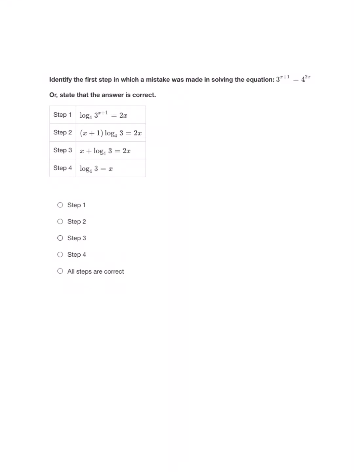We said log base 4 of this other side equals this exponent. If we look at a simpler case, 25 equals 5 to the second. Well, I could rewrite that as log base 5 of 25 equals 2. That's all we've done in step 1. Now in step 2, I use that property of logarithms to say that this exponent inside the logarithm can be moved out and become a coefficient in front. And then we just left the 2x.